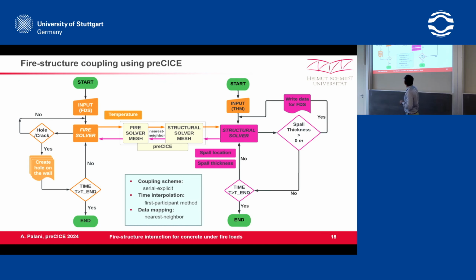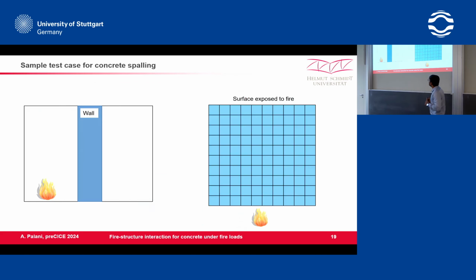And for preCICE, we use a serial explicit coupling scheme, and we use the first participant method, and we also use the nearest neighbor data mapping. So again we go to the very simple test case. We have a room with a wall that is separating the room into two segments, and on one segment we have a fire, and here you can see the fire is in front of the surface, which means we are seeing it in this direction.